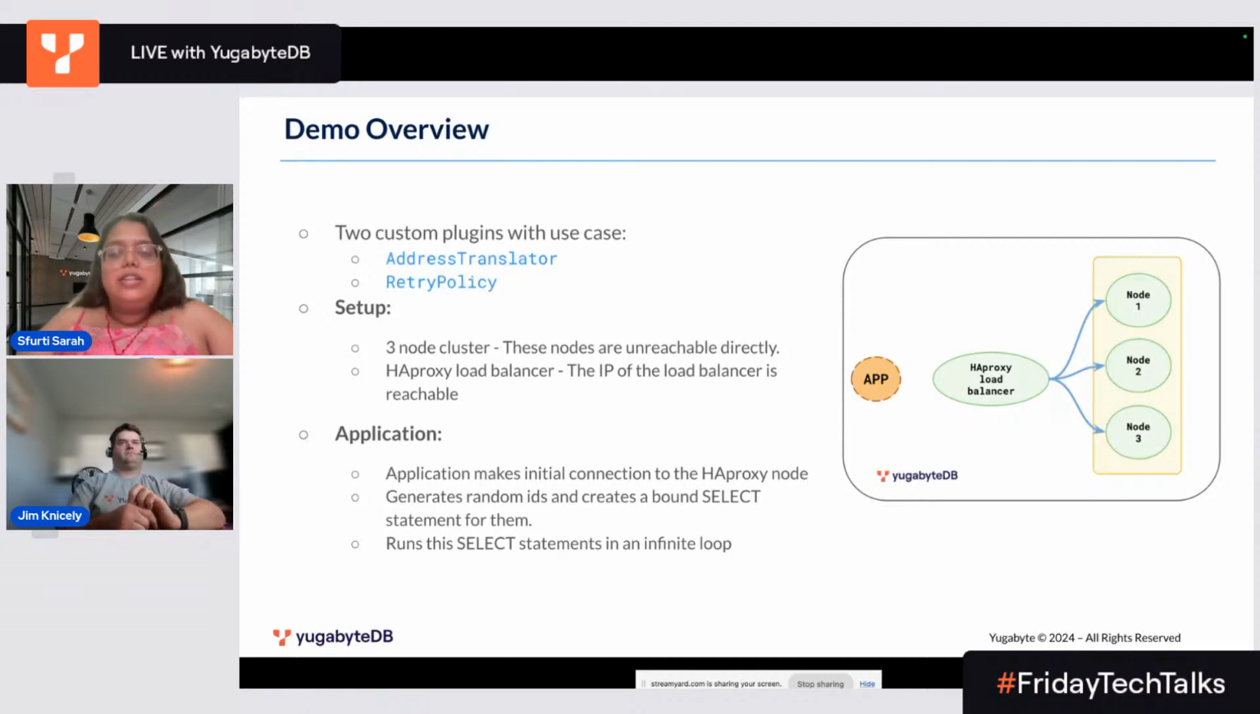This entire setup is running on a separate VM from the app that is actually running, and this app can only connect to the load balancer, and the internal nodes are unreachable to it. For the application, as I specified, it only has the IP address of this load balancer, and what the app is doing is basically running a lot of select statements in an infinite loop.